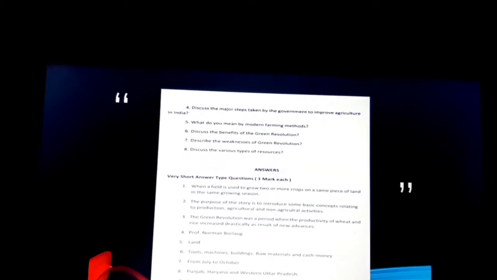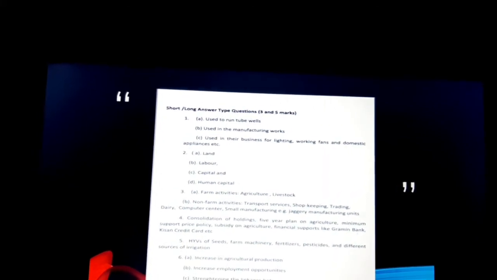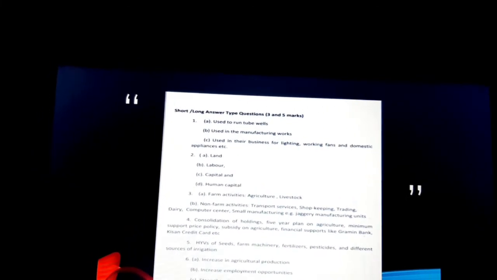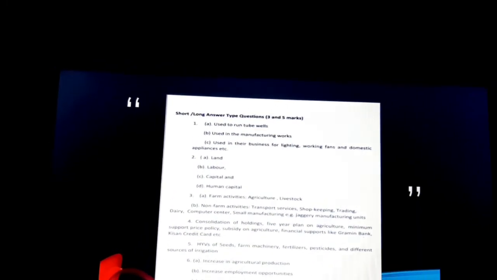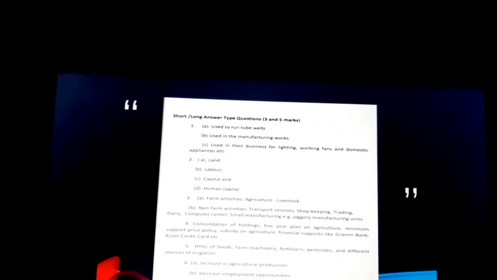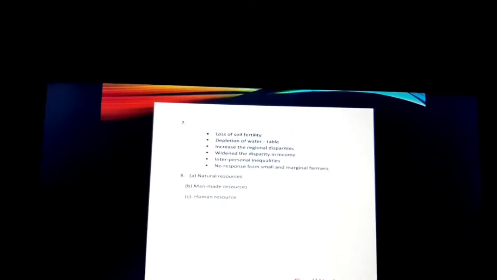Question number 6, discuss the benefits of the Green Revolution. It increased agricultural production, increased employment opportunities, strengthened the linkages between agriculture and industry, and transformed the farmers to market oriented. Then describe the weaknesses of the Green Revolution. There is loss of soil fertility, depletion of the water table, increased regional disparities, widened disparity in income, interpersonal inequalities, and no response from small and marginal farmers.